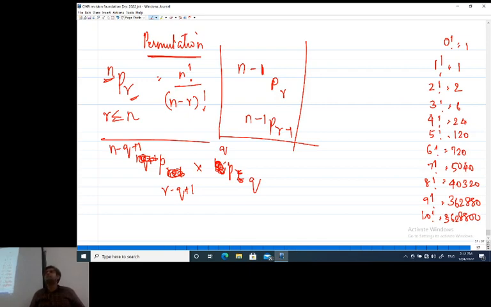This is all in permutation. Okay? Any question you can ask. We will take up combination next. Ask basic questions first. Circular permutation will come.